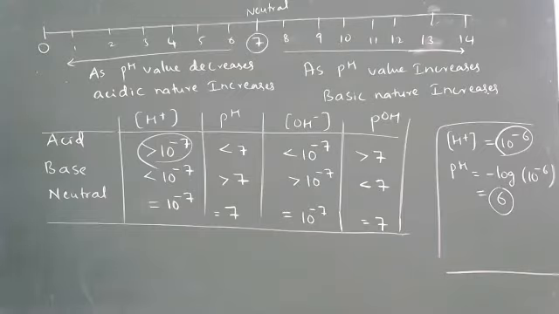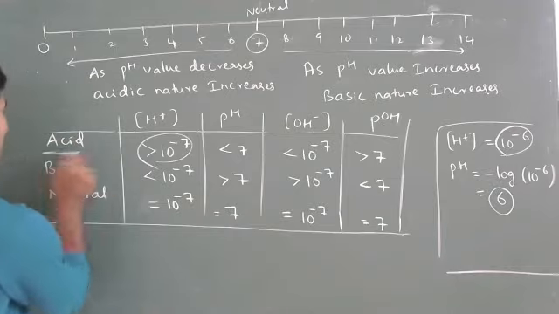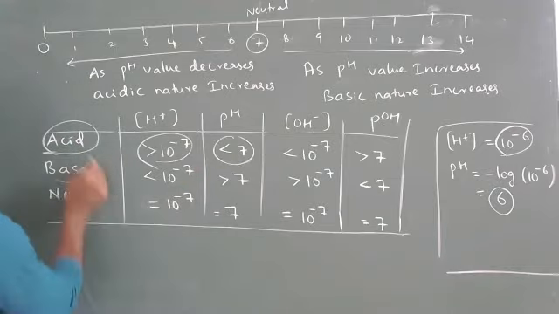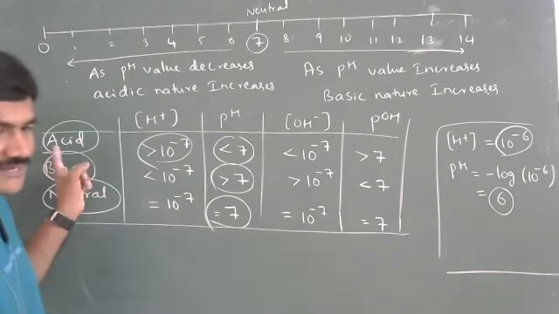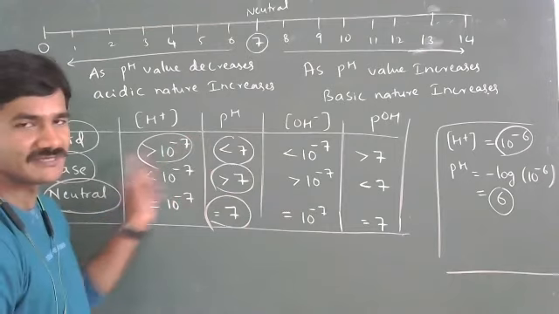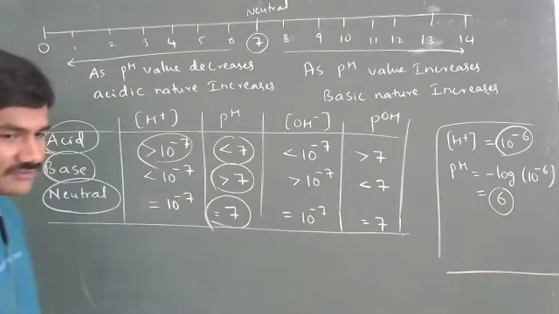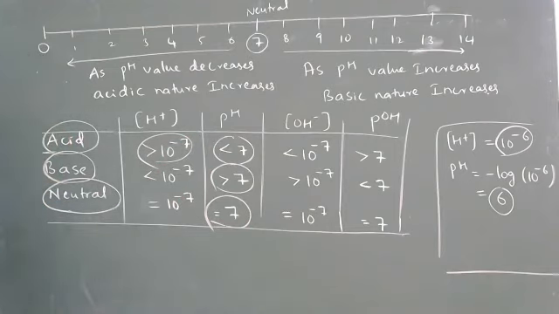Now, we have a simple formula here. I already wrote here: acids pH less than 7, bases pH greater than 7, neutral pH is equal to 7. You have to remember everything. For acids pH is less than 7, for bases pH is greater than 7, for neutral pH is equal to 7. So we have a simple relation.